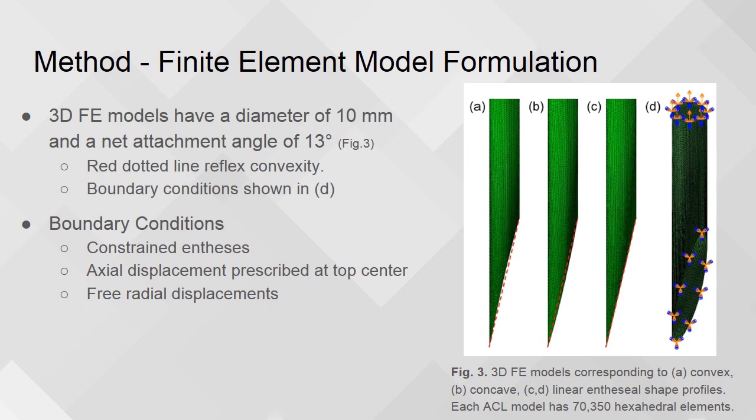The boundary conditions on this model are constrained entheses and axial displacement prescribed at the top center and free radial displacements. The researchers used an axial stretch of 1.1 because it is far from small strain, but still within the physiological range of the ligament.